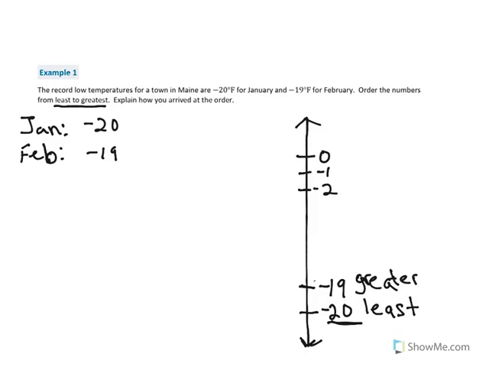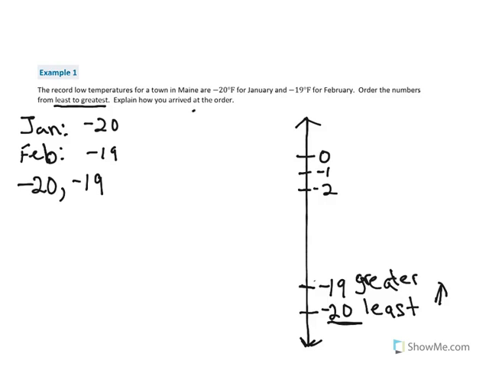So if I wanted to order these, I would order them as such: negative 20, and then negative 19. If you're on a number line, you're working towards up to 0. So since negative 19 is above negative 20, that makes it the greater number. Negative 20 also happens to be the furthest away from 0. When we're talking about negative numbers, the number that's the furthest away will also be the least.